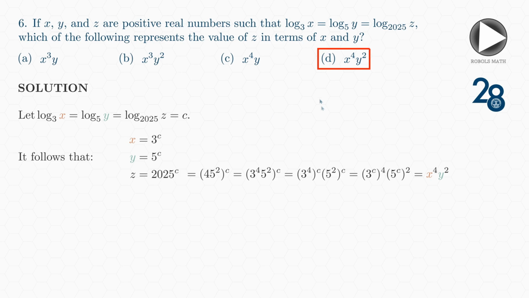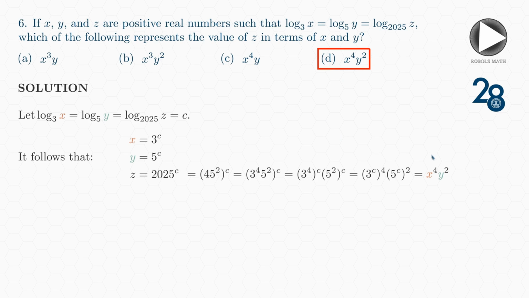As a general tip, if you're facing problems involving logarithms, I think it's a good idea to write the equivalent exponential equation of those logarithmic equations. Okay?